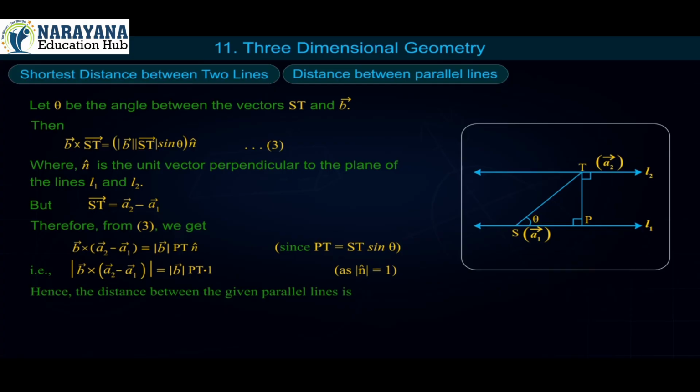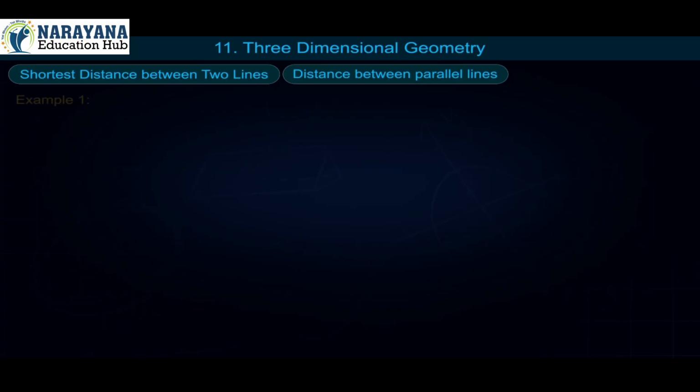Hence, the distance between the given parallel lines is d is equal to modulus of vector PT is equal to modulus of vector B cross (vector A2 minus vector A1) upon modulus of vector B.